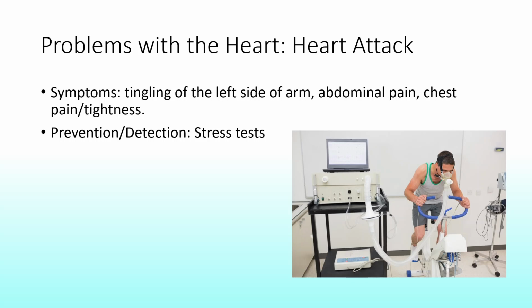Symptoms of a heart attack include tingling of the left side of the arm, abdominal pain, and chest pain and tightness. You might be thinking, why tingling of the left side of the arm? Well, that's because of the afferent pain fibers. They travel with the sympathetic trunk, which then enters the spinal cord segments T1 to T5 from the left side. And so that's why you get the pain or tingling of the left side of the arm.